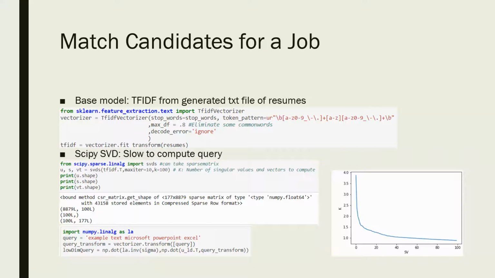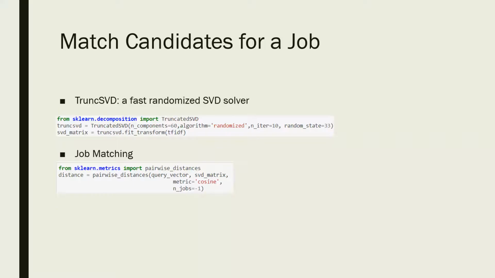However, after doing SVD, we do the dot product on the query, and it takes a very long time. So I had to find another approach. I changed to the truncated SVD by scikit-learn. It has a fast randomized algorithm to do this, and from the matrix, I can just calculate the distance using the cosine similarity of the query and the matrix.